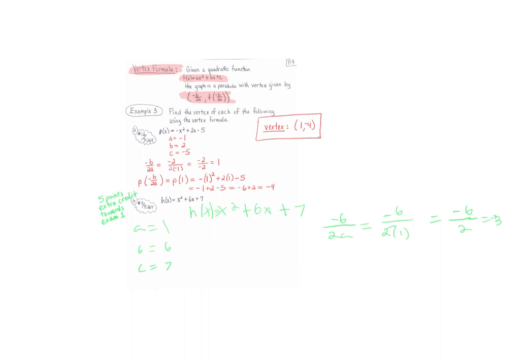So then, you're going to come down, and it'll be h of negative 3 equals negative 3 squared. And I like how you put that in parentheses. That's good. Keep going. Plus 6 times a negative 3.